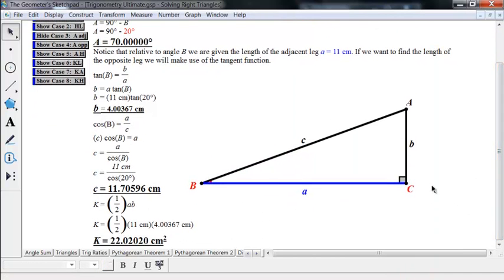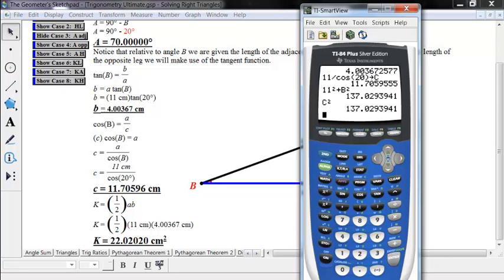The area is A times B times 1/2. So we can take A times B and divide by 2. And there's your area, 22 square centimeters.